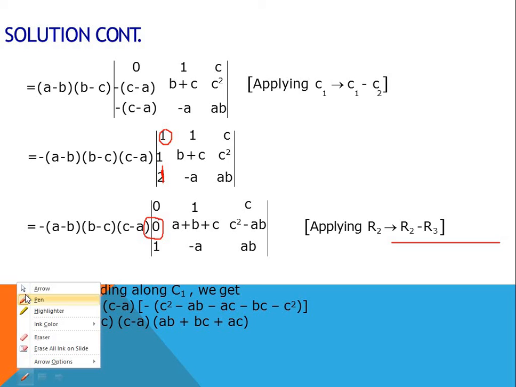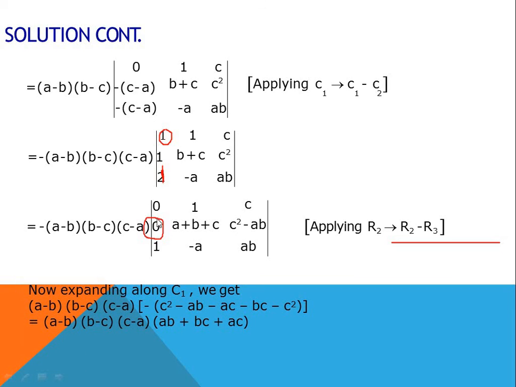Finally, we will get this. We will get this operation as 0, 0, 1, 1, a plus b plus c into minus a, because all the elements of R2 will be subtracted from R3. So this element will be what? B plus c minus of minus a, which will be a plus b plus c, and this element will be c square minus ab. Then we will solve this determinant.